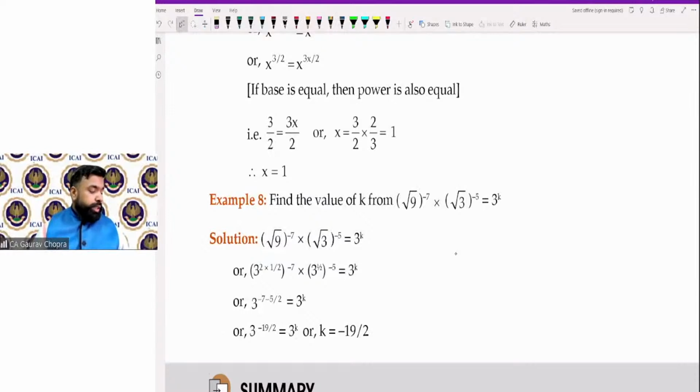Then Mr. P says, how to know that an equation cannot be simplified further? See, if they are having all the bases different, then you cannot simplify it further. Okay.